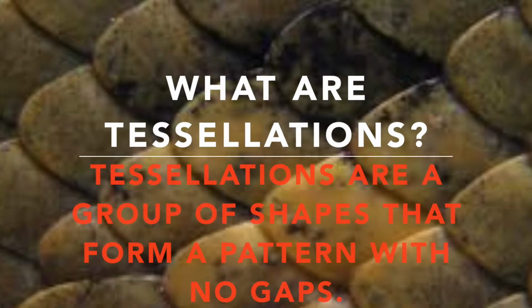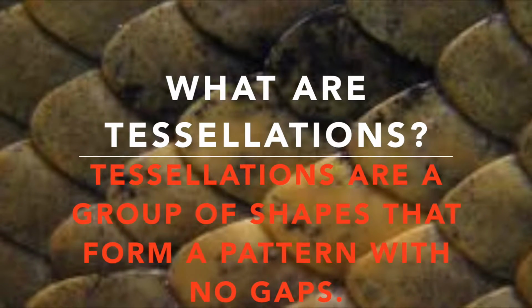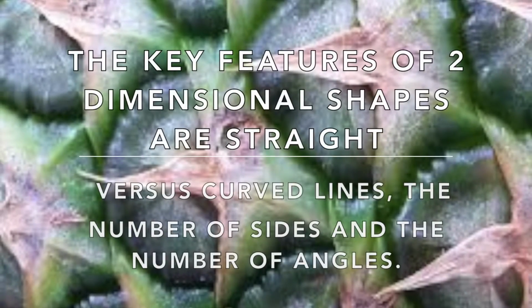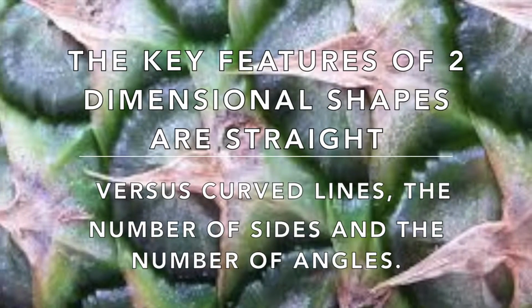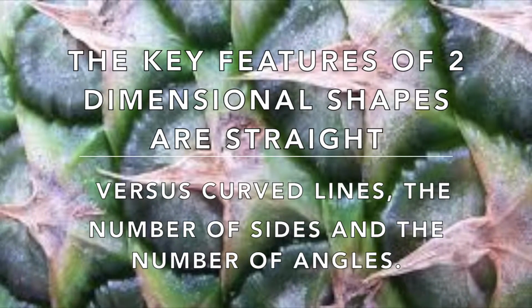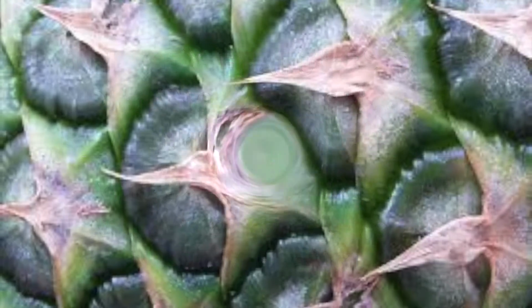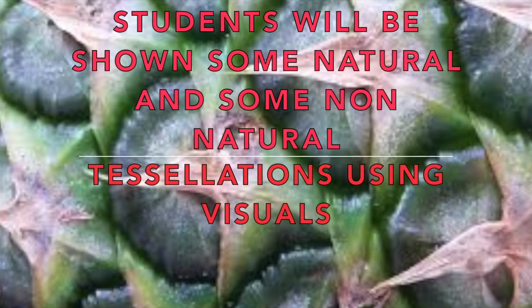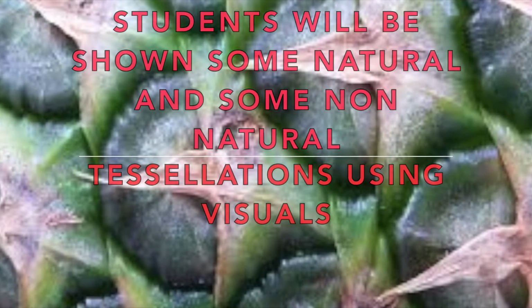What are tessellations? Tessellations are a group of shapes that form a pattern with no gaps. The key features of two-dimensional shapes are straight versus curved lines, the number of sides and the number of angles. Students will be shown some natural and some non-natural tessellations using visuals.